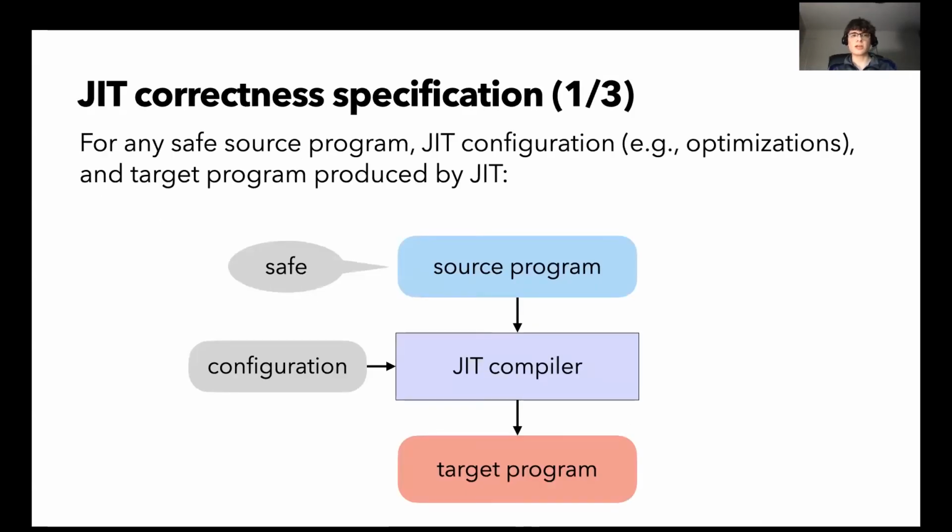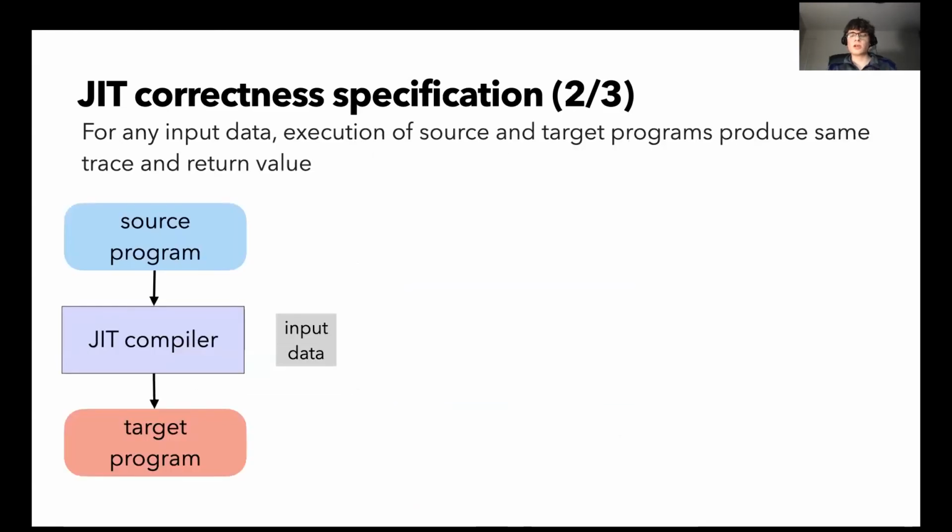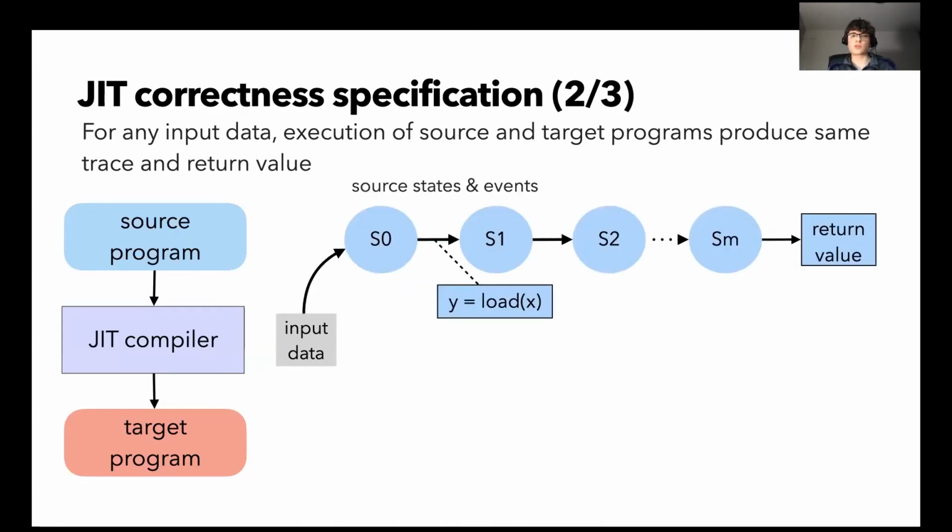So we start in Jitterbug by reasoning about any safe source BPF program, any JIT configuration such as optimizations, and any target program produced by the JIT. Then we start with some input data, such as a packet. If we provide that packet to the source BPF program, it'll transition through some number of states, producing some externally visible events along the way. And by events, I mean memory loads and stores or function calls to the kernel. Eventually, it'll produce a return value.